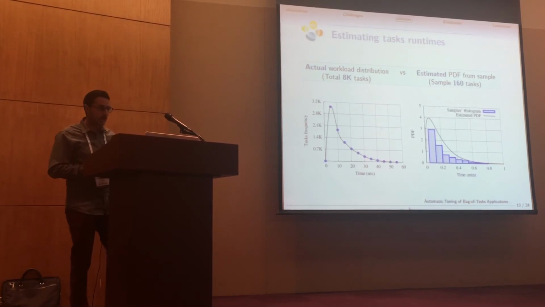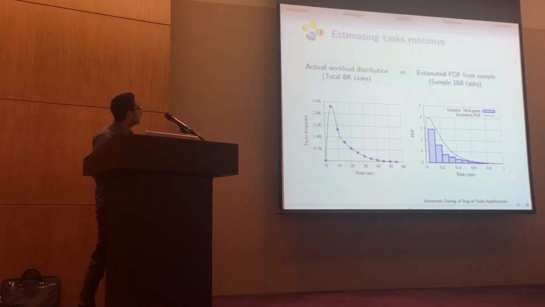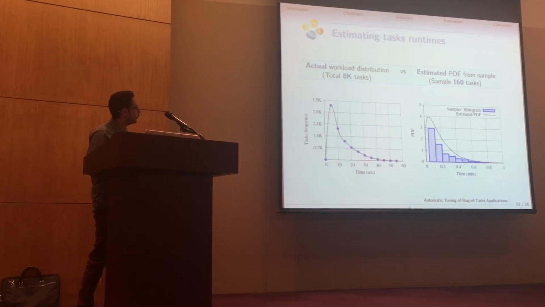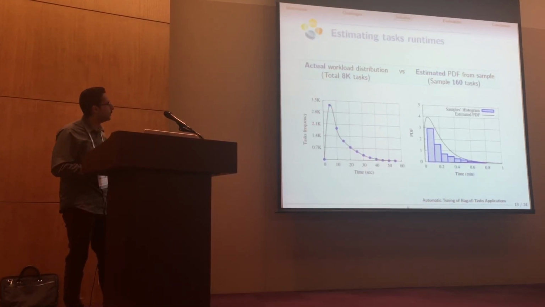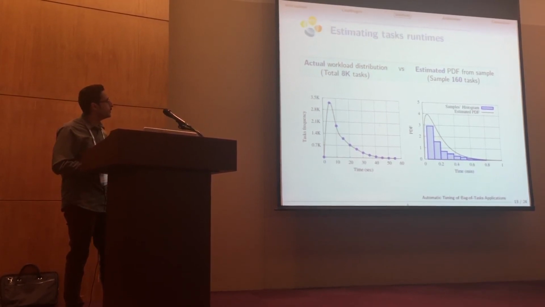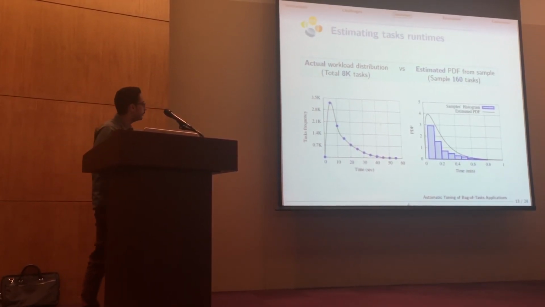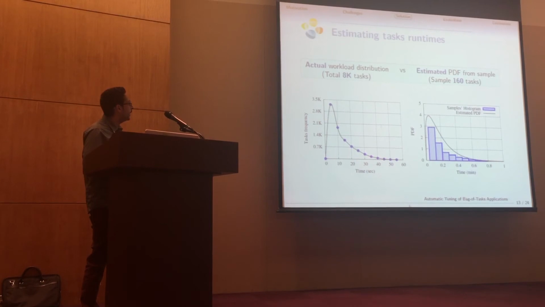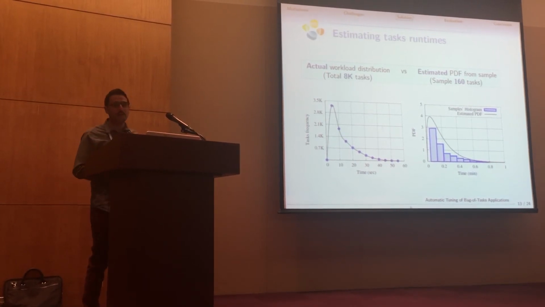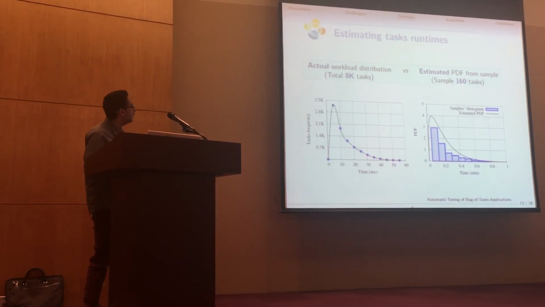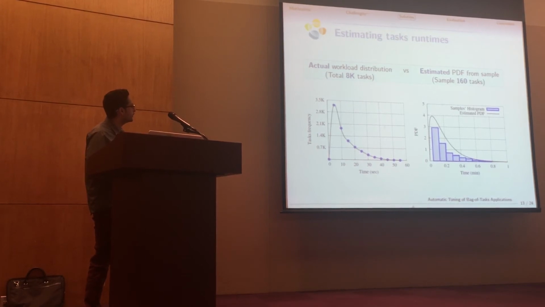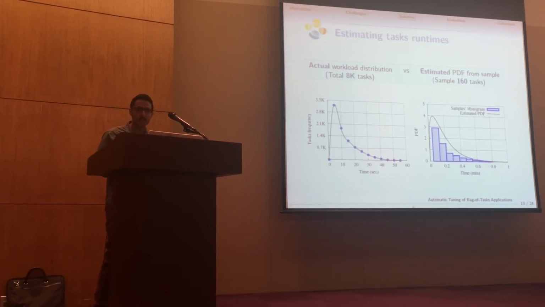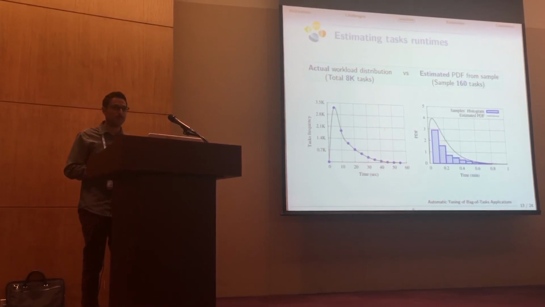And this shows the actual workload distribution of 8,000 tasks. So here we run 8,000 tasks and we plot their workload frequency distribution. And here we show the estimated PDF, the gamma PDF that we estimated using 160 tasks as a sample. And you can tell actually that the estimated PDF closely resembles the actual one, leading to accurate predictions of runtimes.